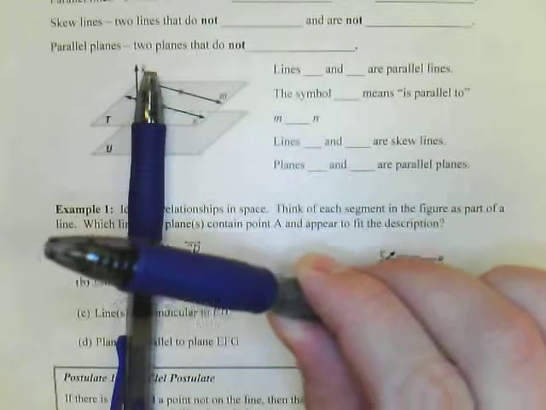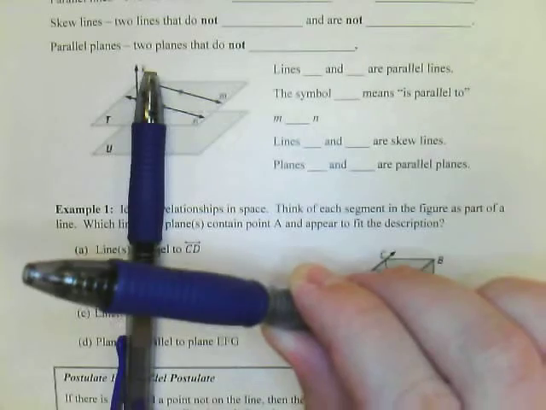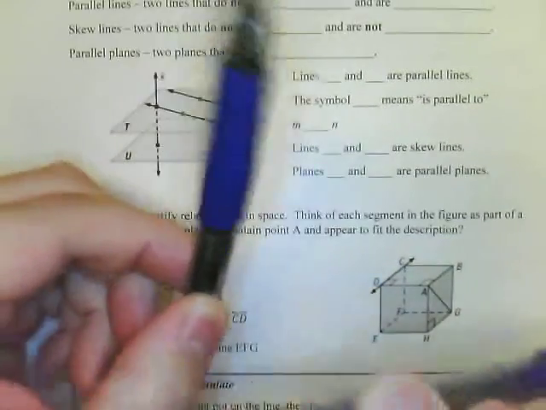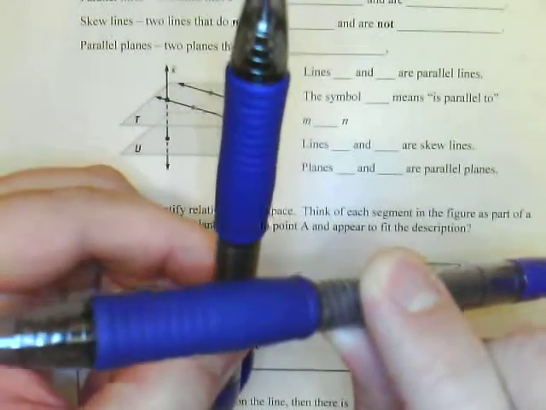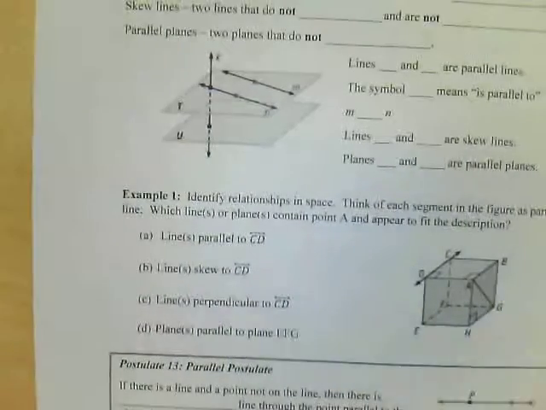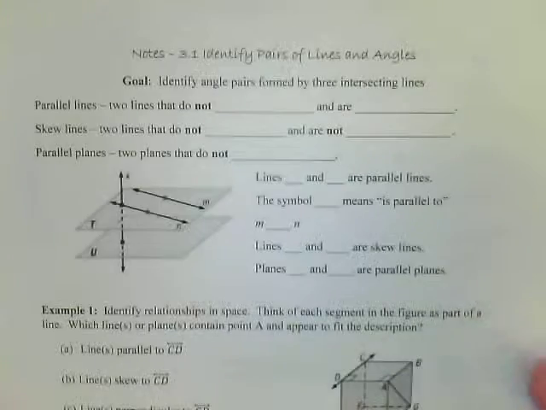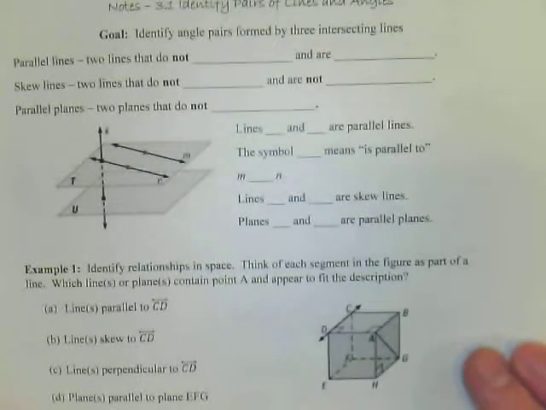So you can have lines not intersect and not be parallel as long as those two lines are not in the same plane. So you can see these two pens, if they're angled differently, if they're not in the same plane, they can not be parallel and still never intersect. So that's skew lines.